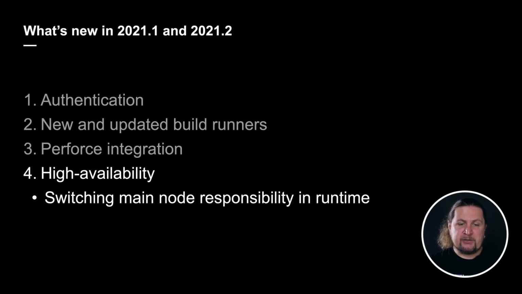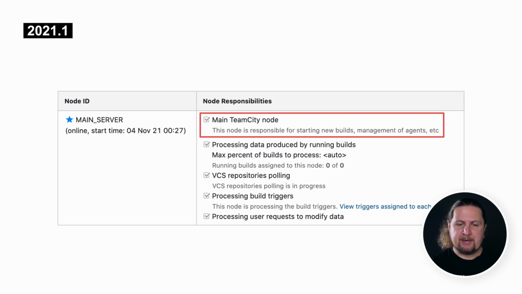The next block of features is relevant only for the on-premises installation of TeamCity, not TeamCity Cloud. And this is about high availability that you get with a multi-server setup. This year, we've introduced the new main TeamCity node responsibility. This responsibility can be transferred to a secondary server in runtime.